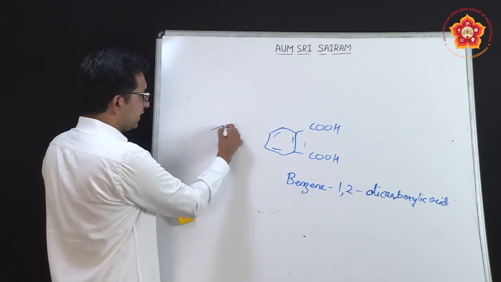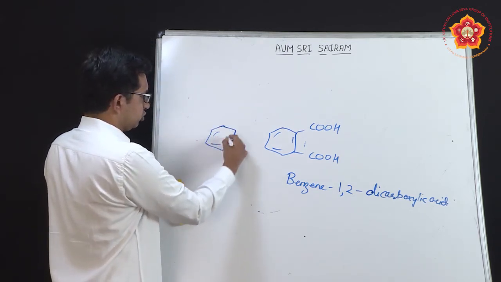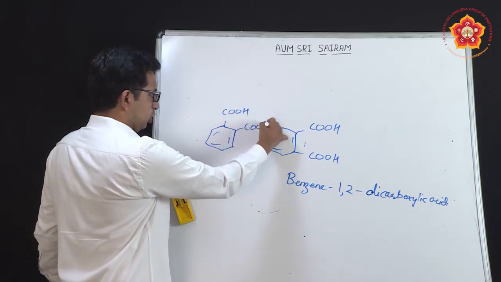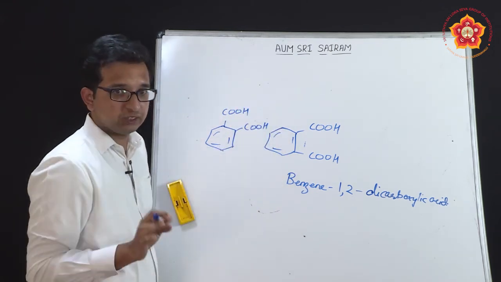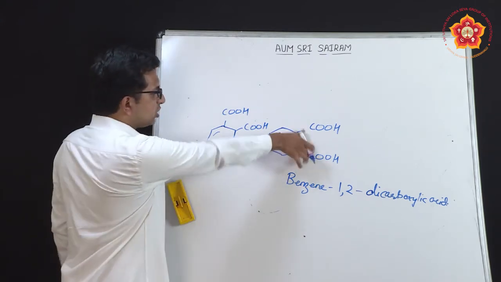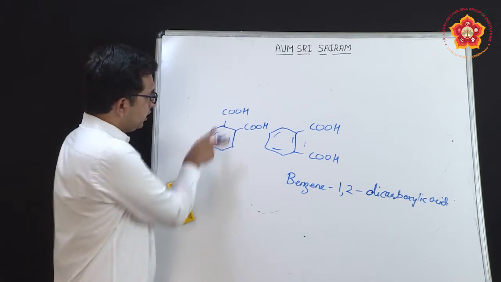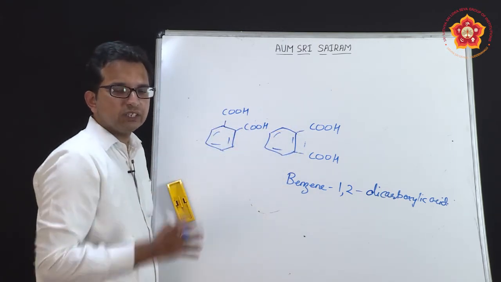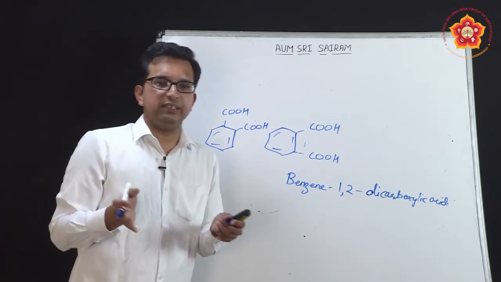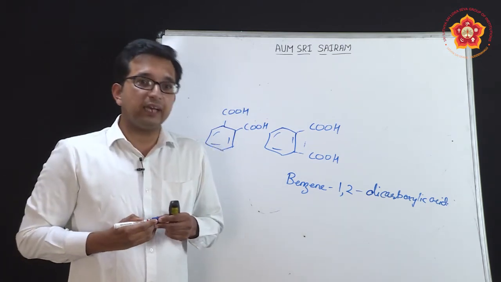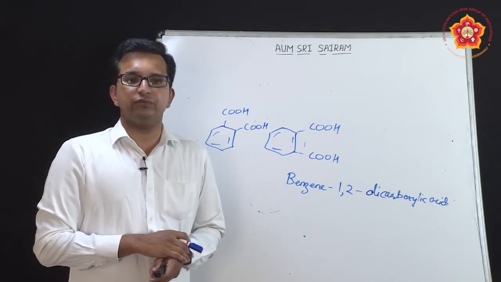Please remember that even if I write this structure as COOH, COOH, this is also benzene-1,2-dicarboxylic acid. Please do not get confused. It is just that the positions of the groups are drawn differently. Here it is written here, whereas here it is written here, but 3-dimensionally they are present one beside the other. So these are certain structures of the organic aromatic acids which are seen.